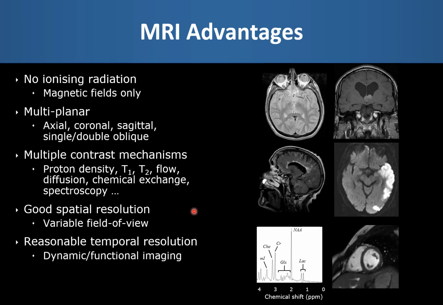MRI also has a very good spatial resolution with a continuously variable field of view depending on the ultimate signal to noise ratio, and also allows for a reasonable temporal resolution in order to obtain dynamic or functional imaging, such as this cardiac cine example.